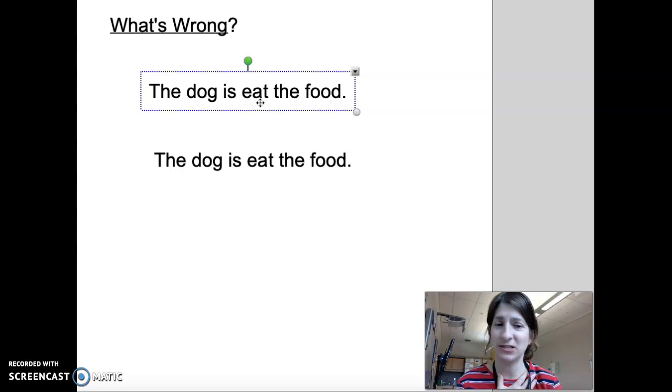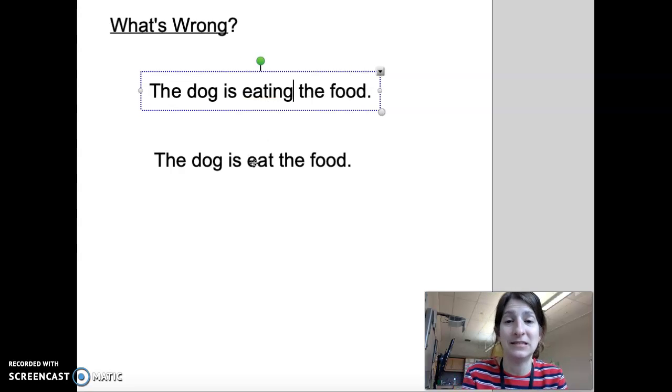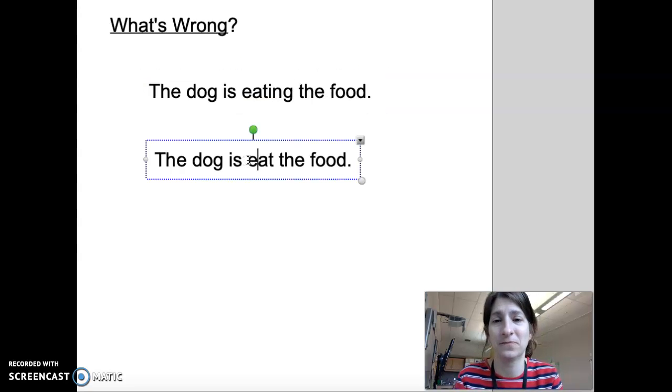I have to change it. I can't say está comer. I have to say está comiendo. So here is where I need to say the dog is eating the food.